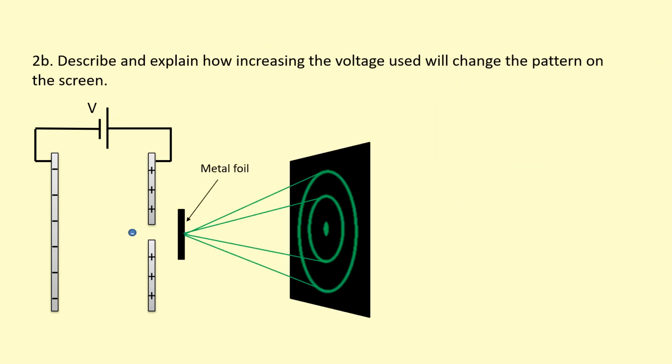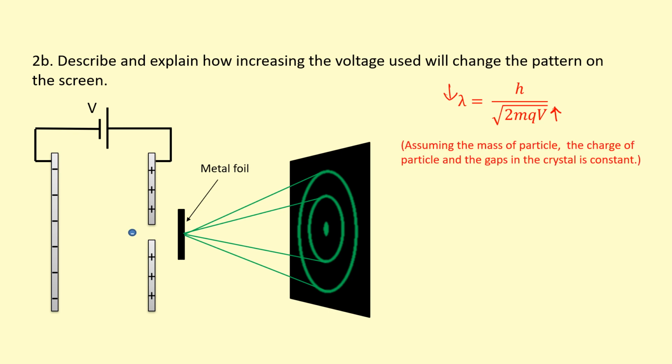Okay, describe and explain how increasing the voltage used will change the pattern on the screen. First I'm going to use this equation we just derived. By increasing the voltage, I'm increasing the bottom of that equation, which is the momentum. So the momentum is higher, and the wavelength decreases. Here I've assumed that the mass of the particles is constant, the charge is constant, and the gap size of the crystal is constant. Increasing the potential difference increases the momentum, which causes the wavelength to decrease.